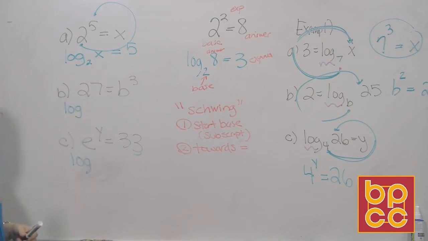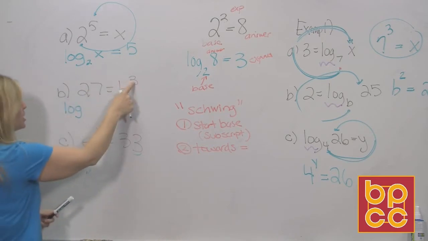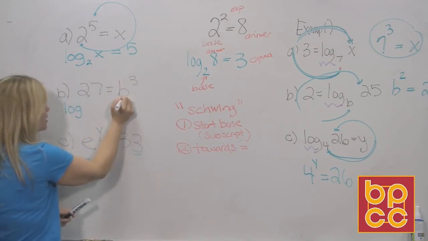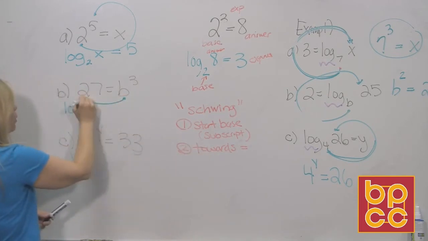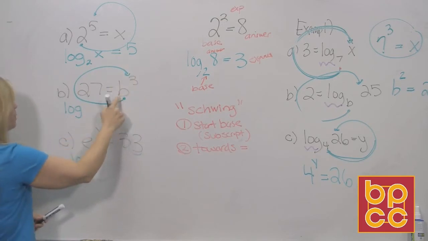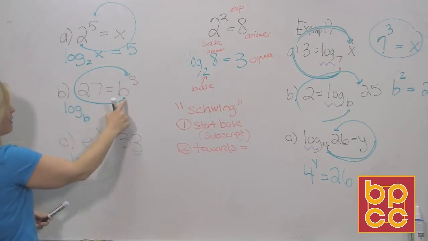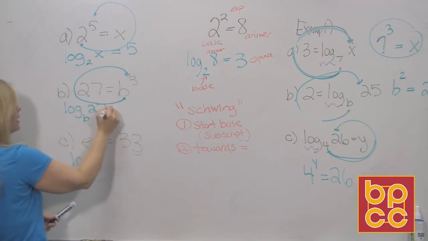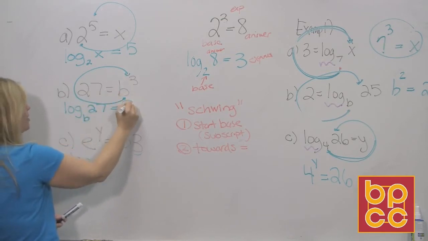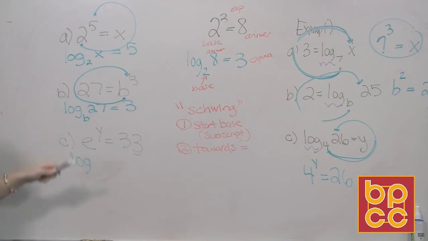Well, the base has got to be connected to an exponent. Here's the exponent, so this is the base. The base is b. If you move towards the equals, we're going to the left this time. So the base is b, that's your subscript. If I follow my loop, my swing, I hit 27, and it equals what I'm pointing at, 3. That's your equivalent log equation.